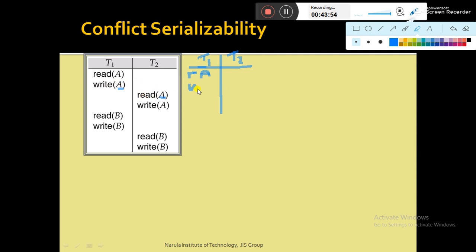So WA will be in the same place, read A will be in the same place. For your better understanding, you may write the slots like that.